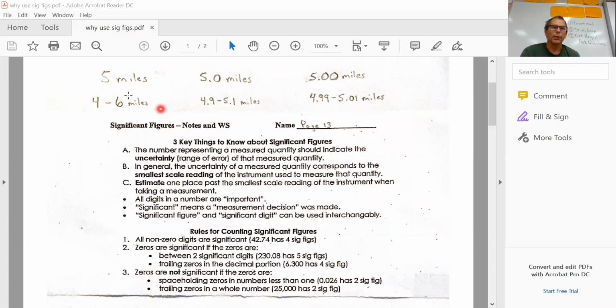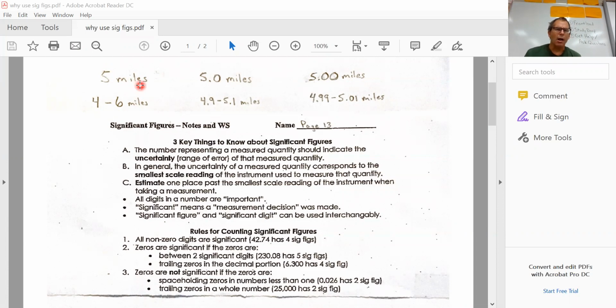And I'm going to look at an example. I see three numbers: 5 miles, 5.0 miles, 5.00 miles. They all look like the same amount, and they are the same amount. But I'm going to use a story to highlight the differences in the range of error that's communicated.